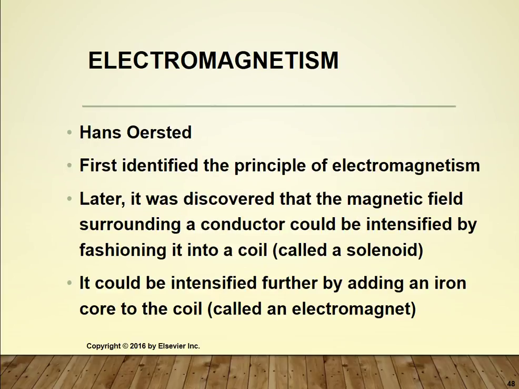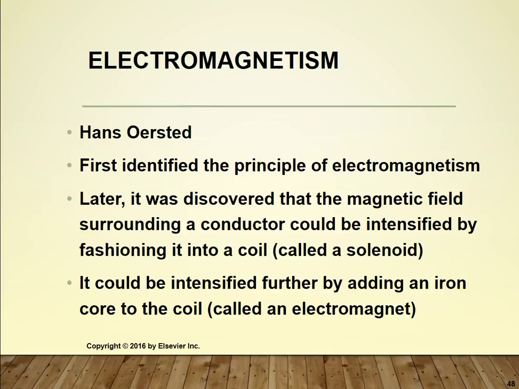The principle of electromagnetism was first identified by the Danish physicist Hans Ørsted when he discovered that the needle of a compass is deflected when placed near a conductor carrying electric current. So that's how they determined that. It was later discovered that the magnetic field surrounding the conductor could be intensified, so they could make it stronger by putting it in a coil, and that's where we got the word solenoid, however you want to say that. You could further intensify it by adding an iron core, and that's an electromagnet.